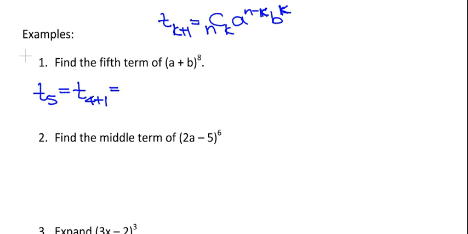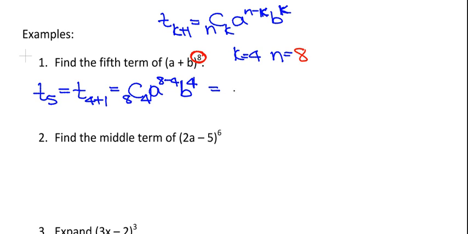So if k is 4, my n is whatever this exponent is, so 8. N is 8. And now I'm just going to plug in. So n, 8, c, k, which is 4, a to the power of 8 minus 4, and then b to the power of 4. This gives me, if you evaluate on your calculator, 70 a to the power of 4, b to the power of 4. And there you have it.